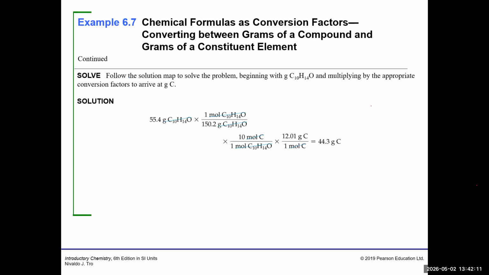So now 55.4 grams of C10H14O times 1 mole of C10H14O per 150.2 grams of C10H14O, times 10 moles of carbon per 1 mole of C10H14O, times 12.01 grams of carbon per 1 mole of carbon. In the end, we have 44.3 grams of carbon, right? So that's how we get it. Any question on this one?